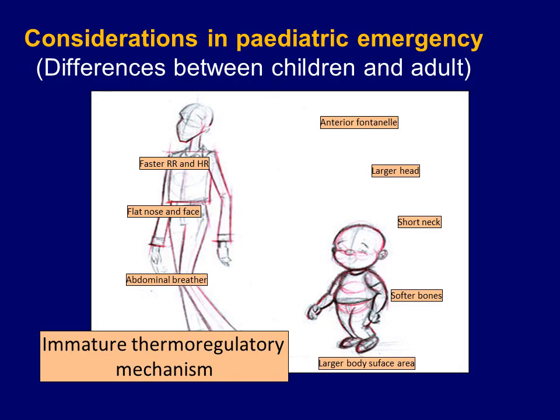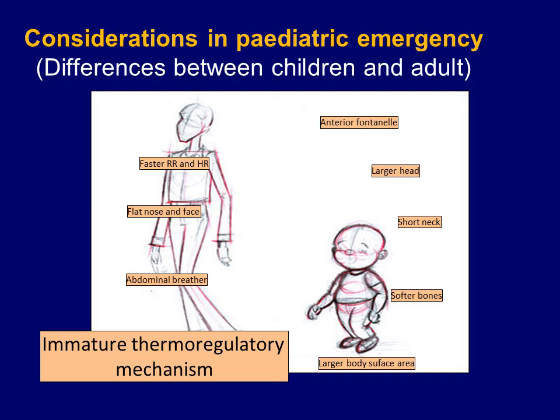First of all, children should not be considered small adults. Their physiological functions and needs are quite different from adults as shown in this slide. As you can see, obviously their sizes and body proportions are different. In babies their anterior fontanelle can still be open. Children have larger head in proportion to the body. Their necks are shorter. They have flat nose and their facial contours are not well developed.